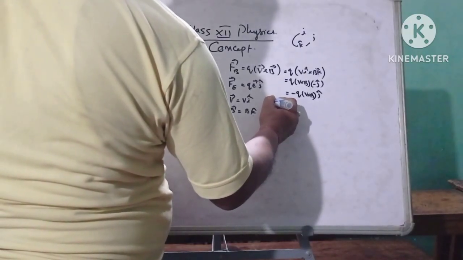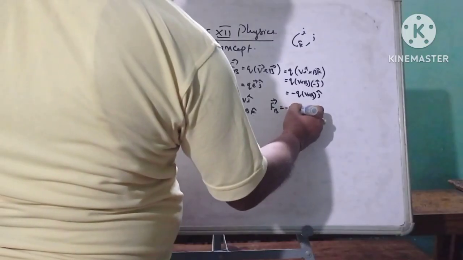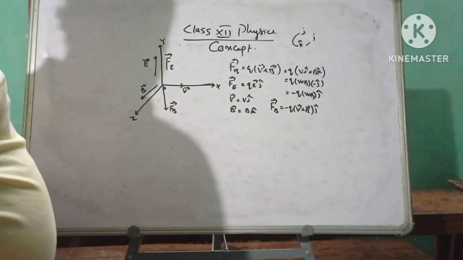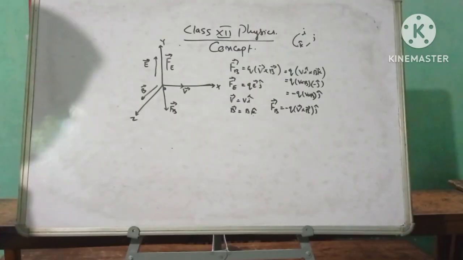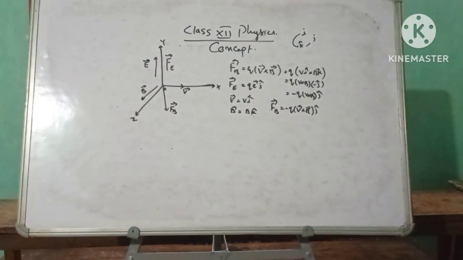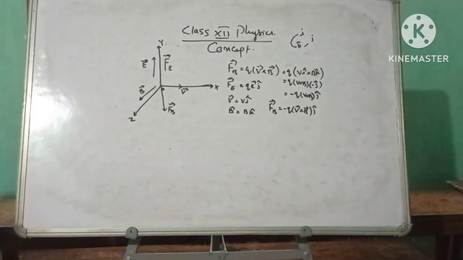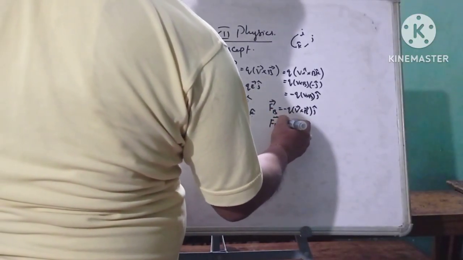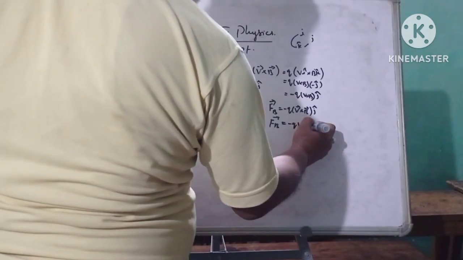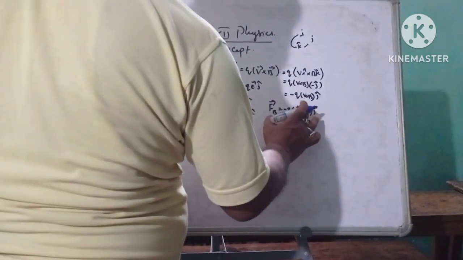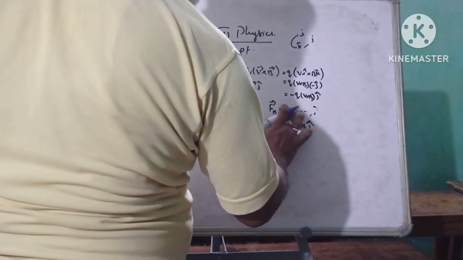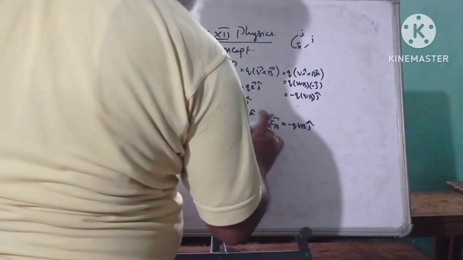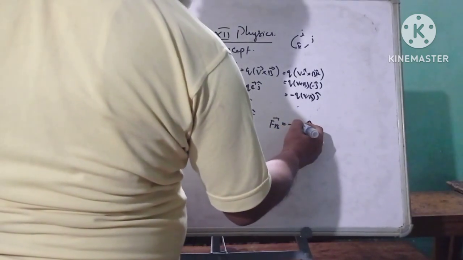So your magnetic force FB will be minus qV cross B J cap, that is minus qVB J cap, because we can remove this cross; it is better, V B.